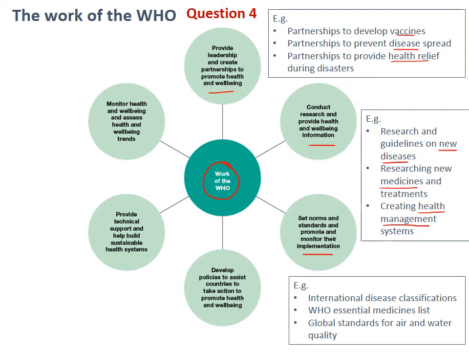So some examples of that would be international disease classifications. So diseases are classified based on what causes them, how they spread. There's a World Health Organization essential medicines list. So this is a document that says if you have this disease, this is the medicine that is used to treat it. They're also involved in things like creating global standards for air and water quality.